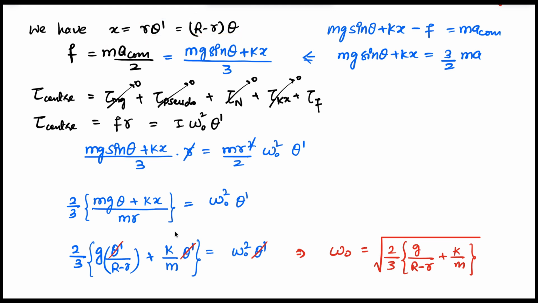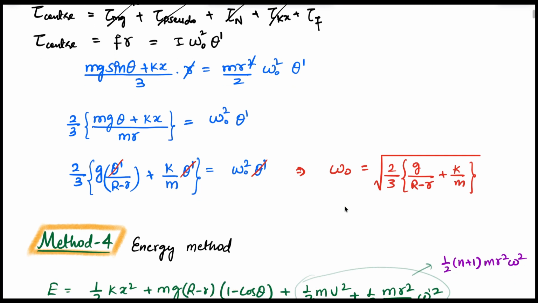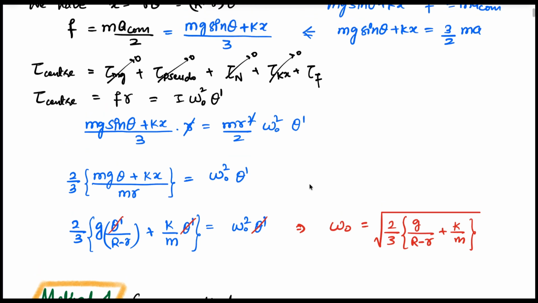We already know this relation, so any one of them you can use. Here I have used theta dash. So theta I will be replacing in terms of theta dash, x I will be replacing in terms of theta dash, and here we already have theta dash. Again equate it, solve it, you will get the same answer. Next is the energy method. Just go through the third method first, understand it properly, then we will see the fourth method, the energy method.